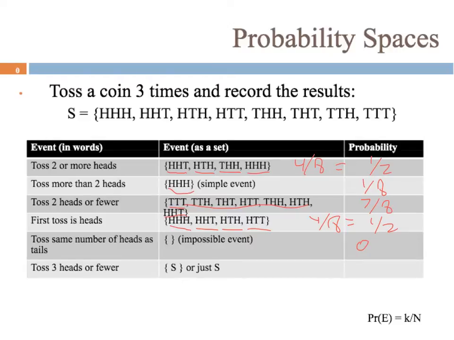Toss 3 heads or fewer. Well, if you look up at the sample space, there's 3 heads, and every single other one of those is fewer than 3 heads, and I think we listed this event out in the last video as well. So in that case, the probability would just be 1 to represent 100% or whole, like it will always happen.